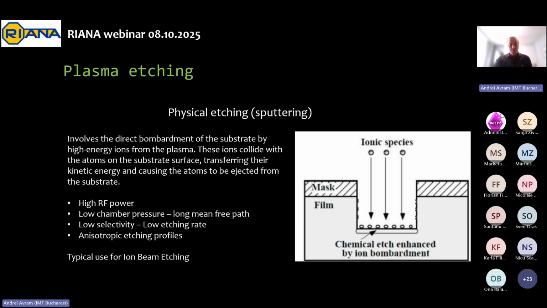Also, this gives us anisotropic etching profiles. So an anisotropic etching profile is a profile that is not identical in all directions. As you can see in this picture, because the ions are projected vertically, perpendicular to the surface, they will usually create these perpendicular trenches. This is one of the methods used typically in ion beam etchers.